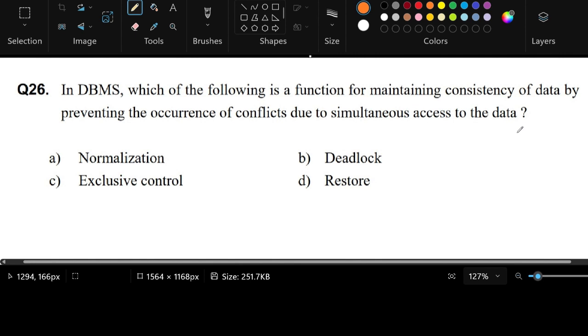Question number 26 of the ID passport exam from PhilNITS. In this question, we are being asked, in a database management system, which of the following is a function for maintaining consistency of data by preventing the occurrence of conflicts due to simultaneous access to the data?